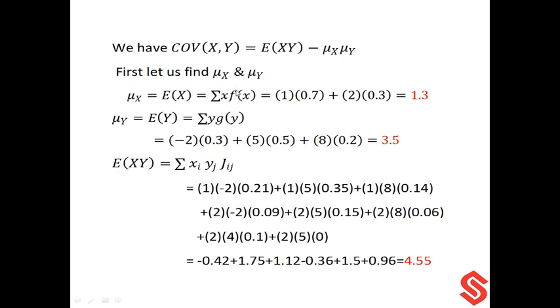So we have the covariance of xy is equal to expectation of xy minus mu x into mu y. So first let us find mu x and mu y. Expectation of x, E of x, the formula is sigma x f of x. So x1 f of x1 plus x2 f of x2, substitute the values, you will get 1.3. Similarly, expectation of y, E of y is equal to sigma y into g of y. So that is y1 g of y1 plus y2 g of y2 plus y3 g of y3, which is equal to 3.5.